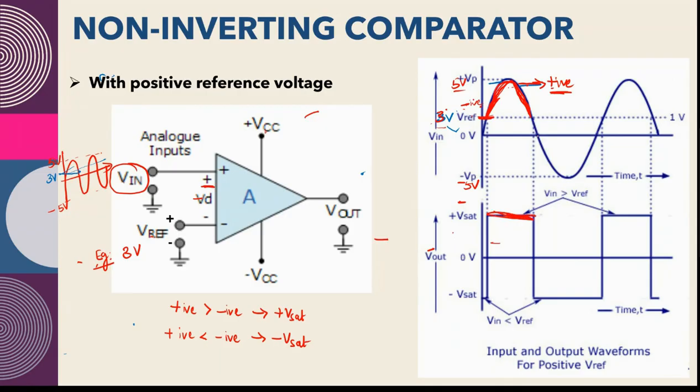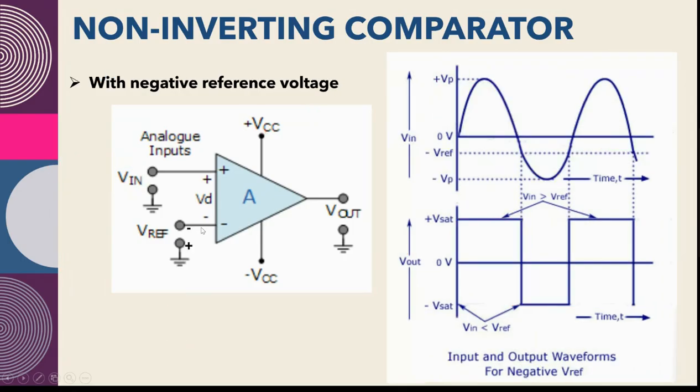And when it becomes less than the reference voltage, the positive terminal voltage becomes less than the negative terminal voltage. When it becomes less, the output will become minus Vsat. So this is the logic of how the comparator works. Whatever the circuit may be, you only have to check the input against the reference.